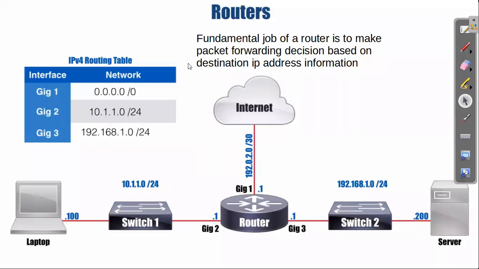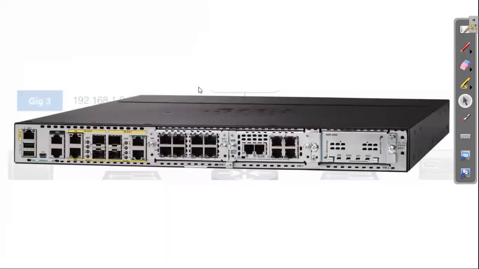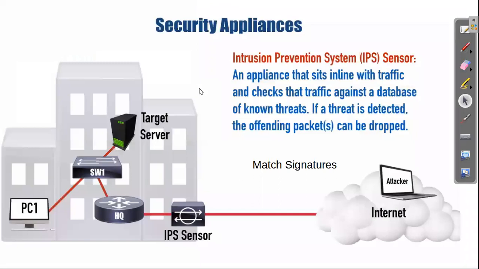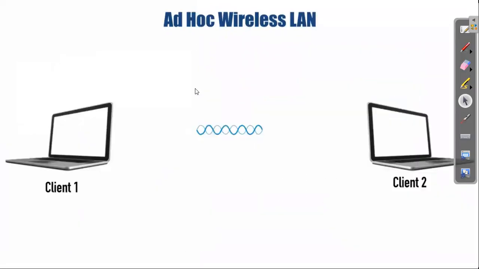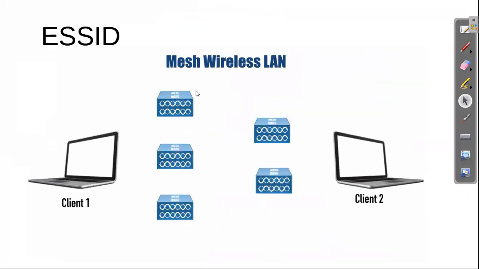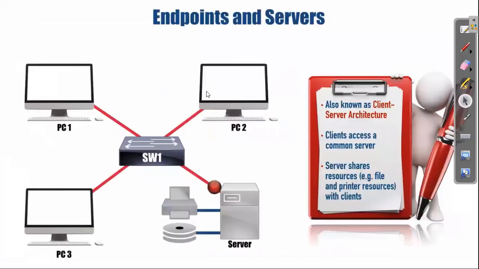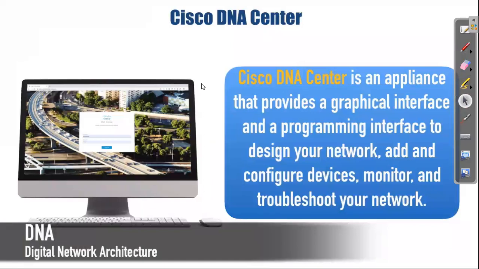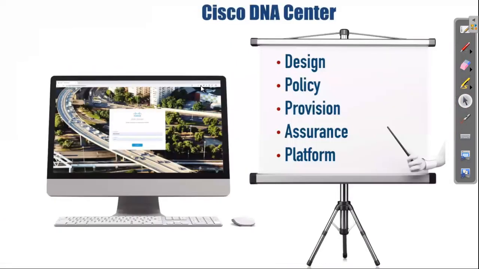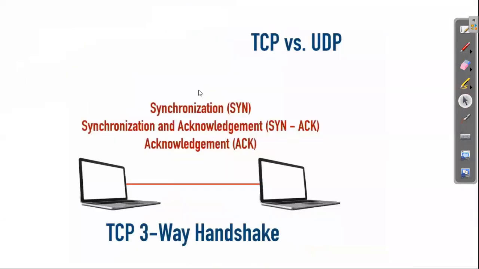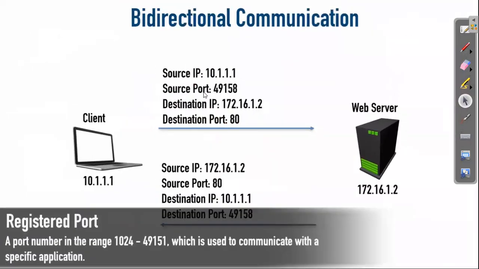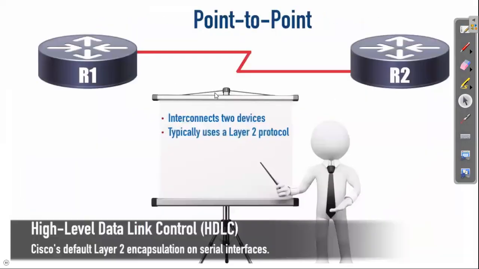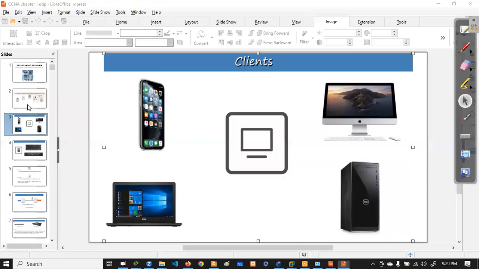The next slide explains the router. What is a router? What is a switch? Security appliances, ad hoc wireless LAN, infrastructures, enterprise wireless LAN, endpoints and servers, right? Cisco DNA, what is Cisco DNA? Everything will be discussed in the next class. Several things are there. We can discuss them in the next class.